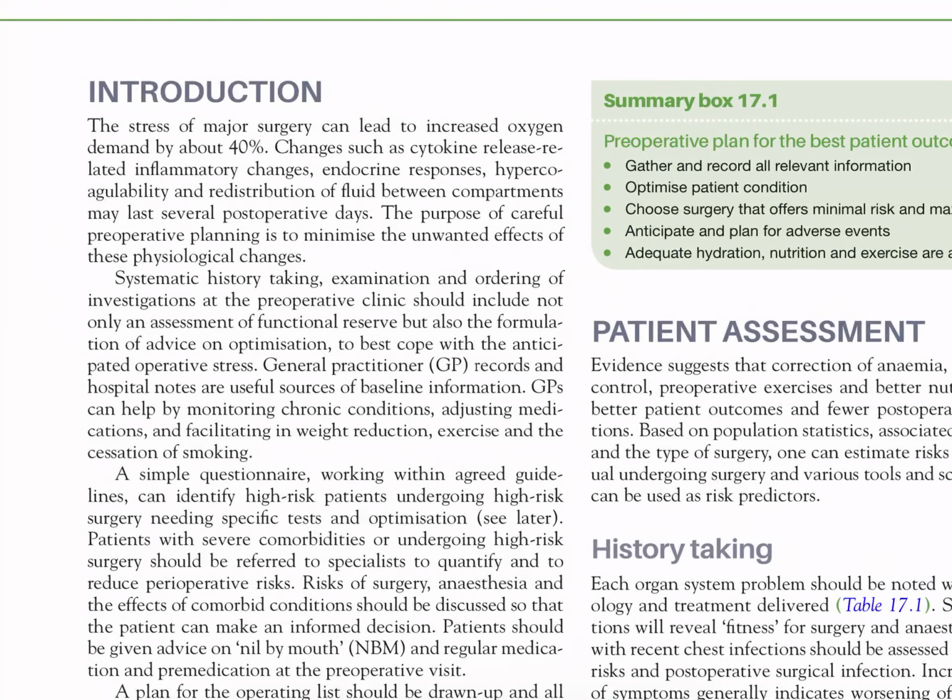Systematic history taking, examination, and ordering of investigations at the preoperative clinic should include not only an assessment of functional reserve, but also the formulation of advice on optimization to best cope with the anticipated operative stress. General practitioner records and hospital notes are useful sources of baseline information. GPs can help by monitoring chronic conditions, adjusting medications, and facilitating weight reduction, exercise, and cessation of smoking.